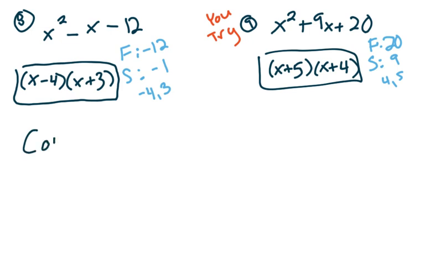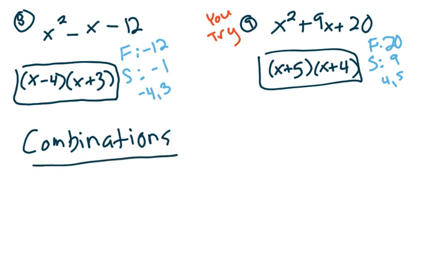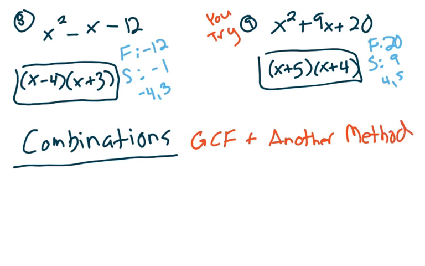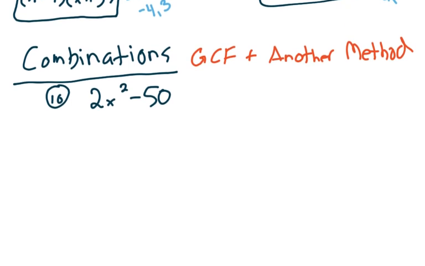So now we're going to look at some combinations. So remember, we always start with GCF. And then sometimes after we do a GCF, we can do another method. So combinations include a GCF plus another method. So let's look at 2x squared minus 50.